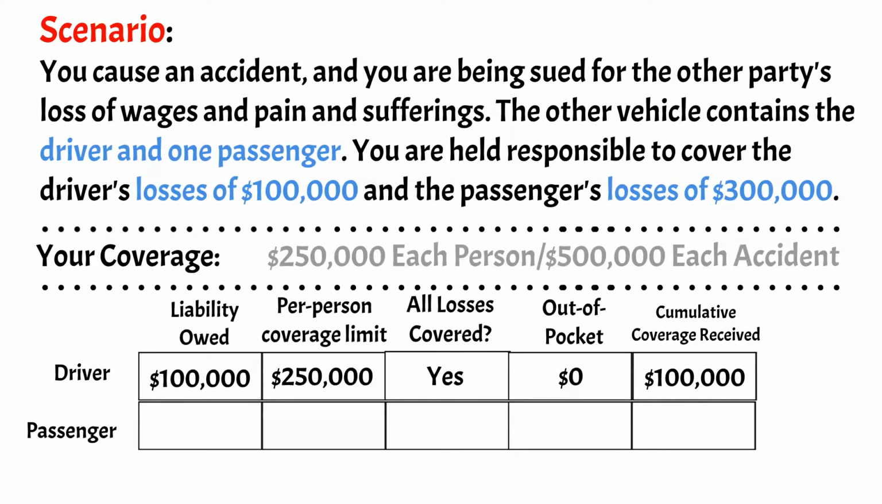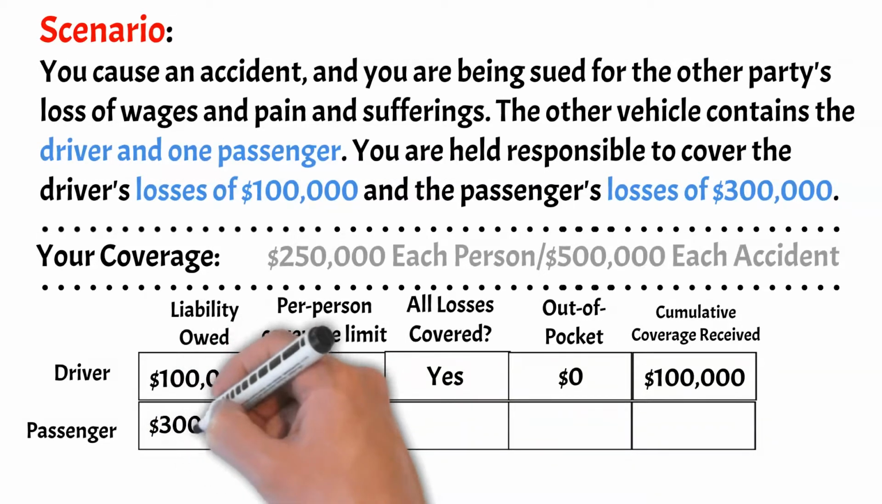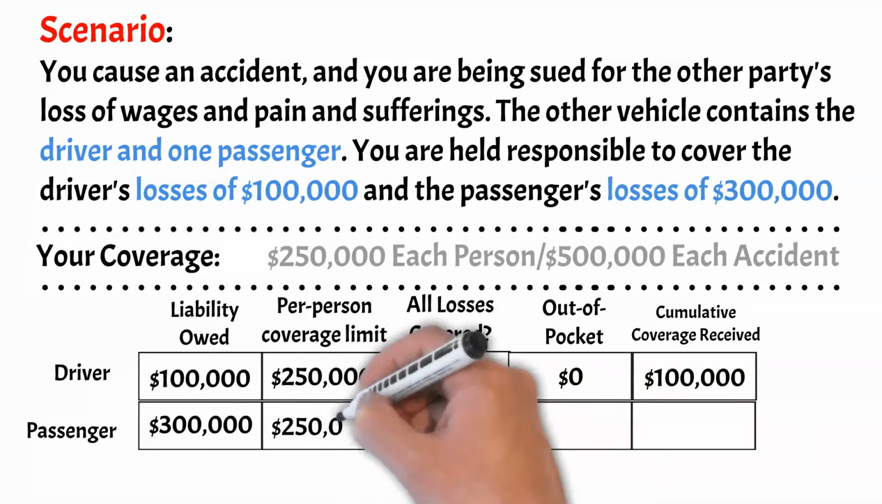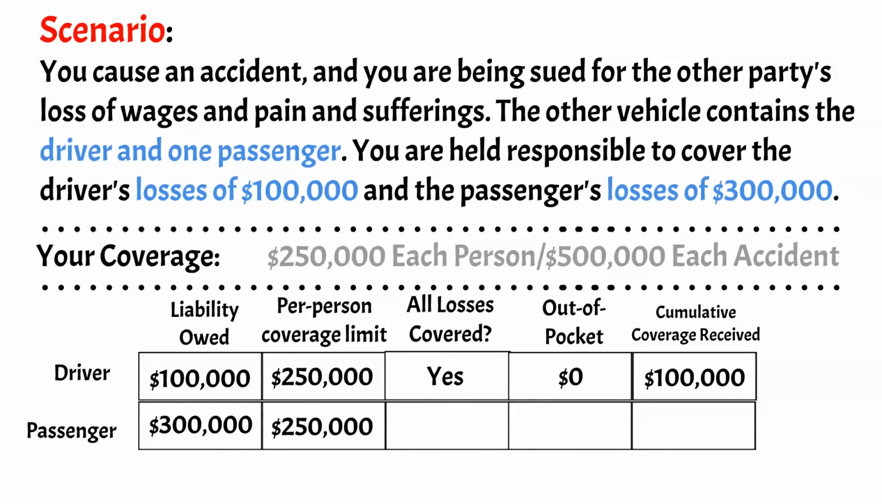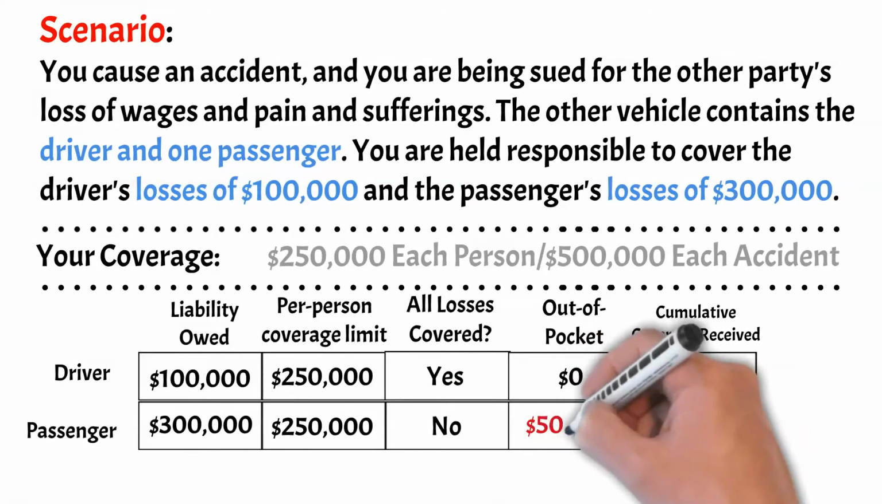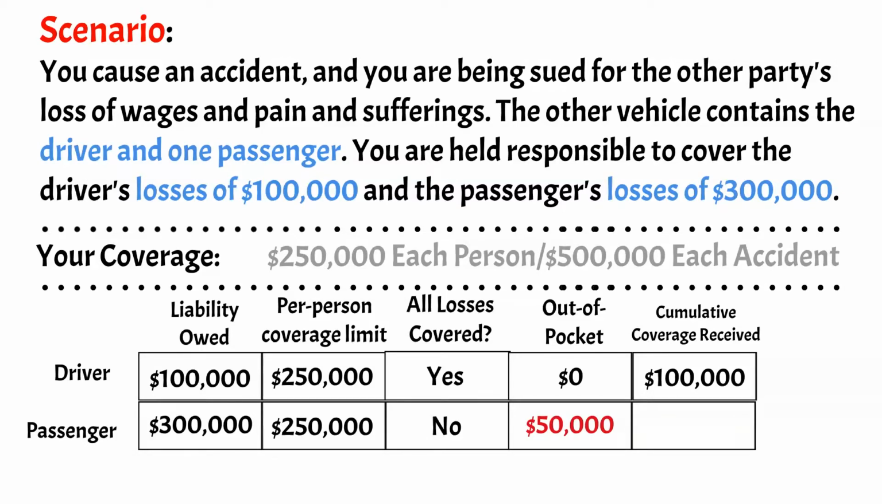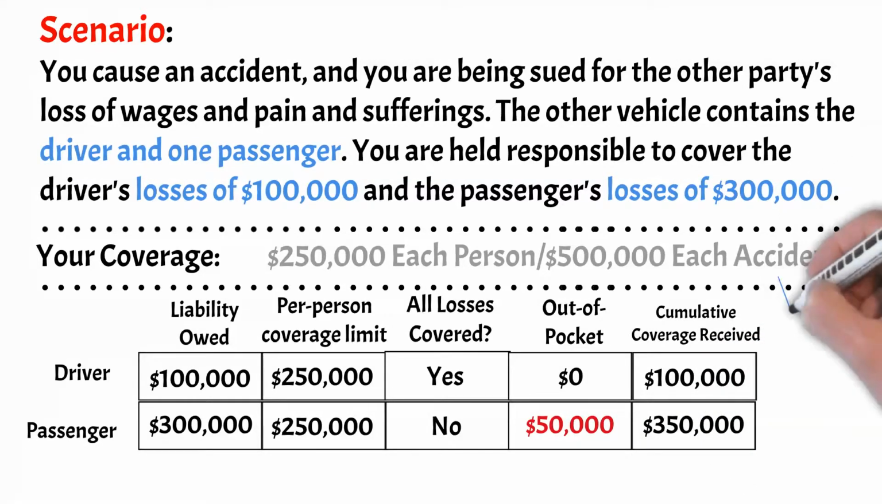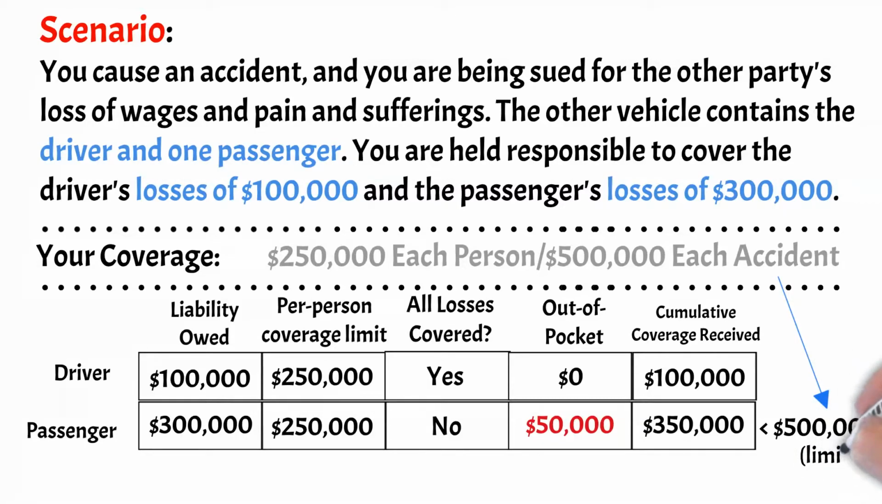Now, let's move on to the passenger who is suing you for $300,000 of their personal bodily injury. In this situation, their loss is greater than the per-person coverage limit by $50,000. This means that the limit of $250,000 would apply. However, you could have out-of-pocket costs of $50,000. Your cumulative coverage received would be $350,000, which is less than the per accident limit of $500,000. So, if there had been a third person in the vehicle, $150,000 would have still been available to cover any bodily injury liability that they may be suing you for.